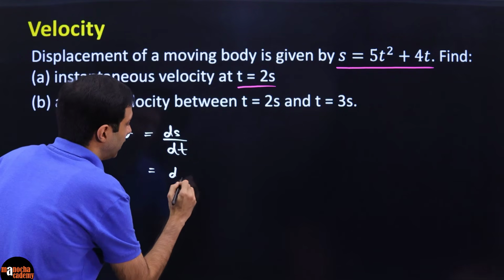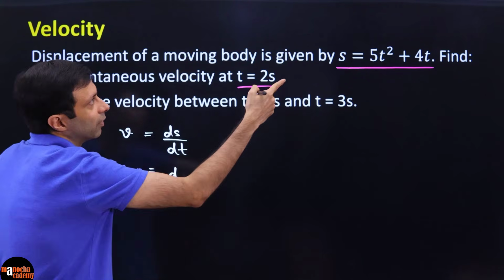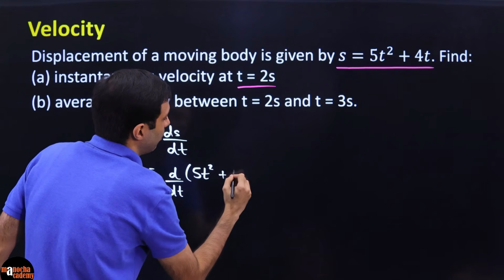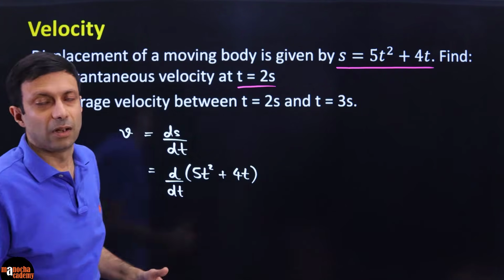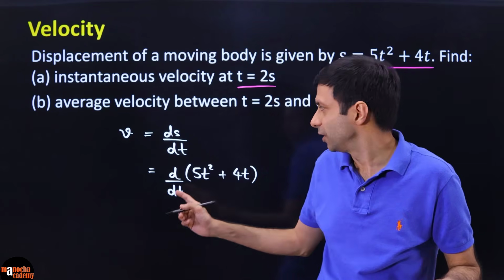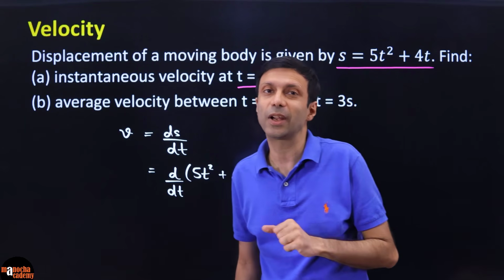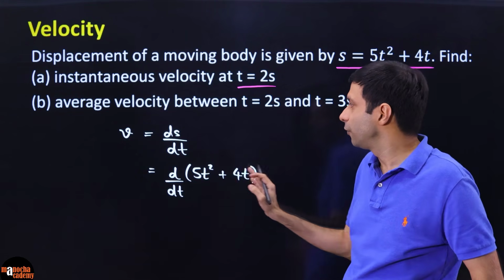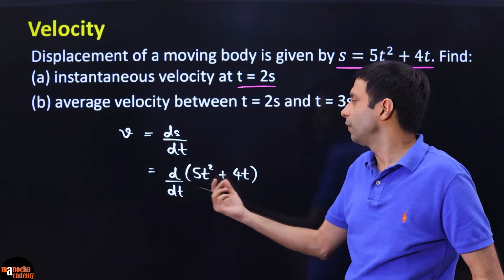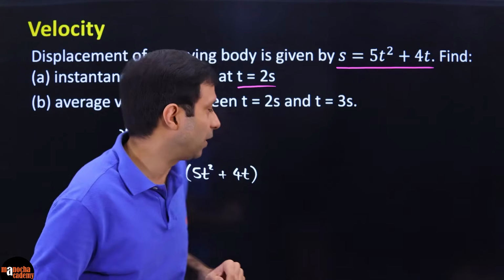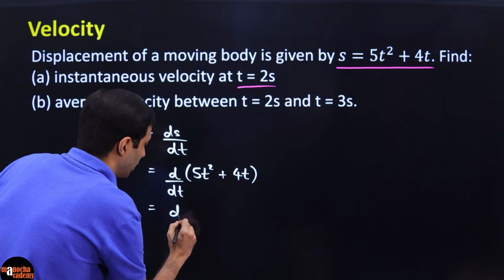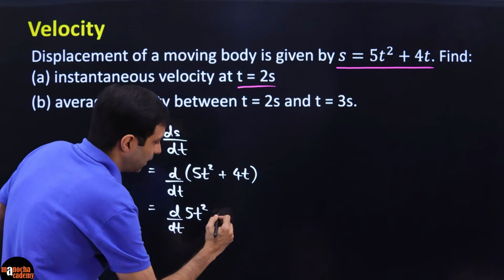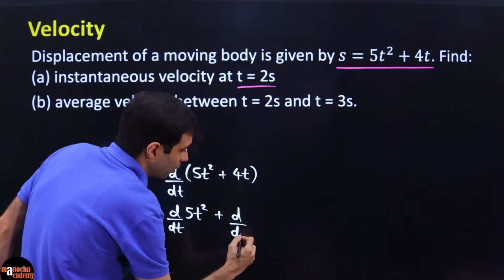So we will do d dt, that is a differentiation of the displacement, which is 5t square plus 4t. And you guys know how to do this. This is all calculus stuff, so please revise your calculus because it is very, very important and very useful for this chapter. So we have to do a differentiation of this displacement, and we know that we can do differentiation of each of the terms separately. So this is basically going to become d dt of 5t square, right, plus d dt, I'll break it down, of 4t.